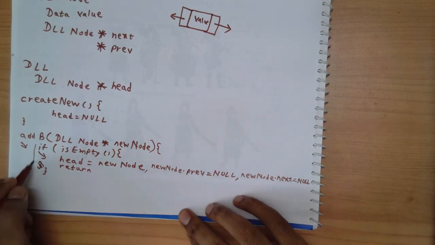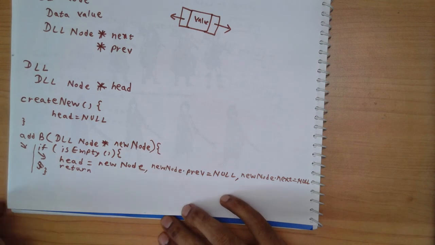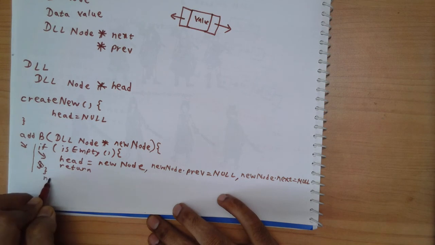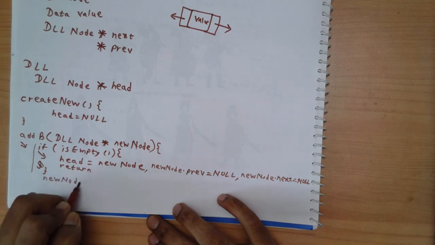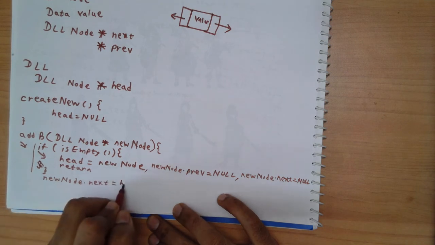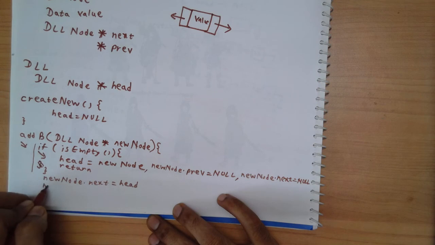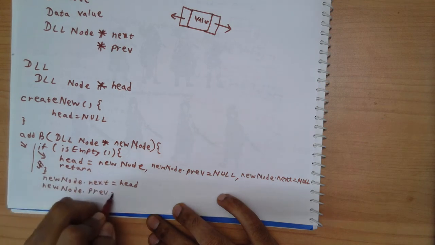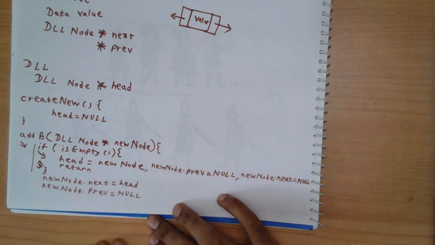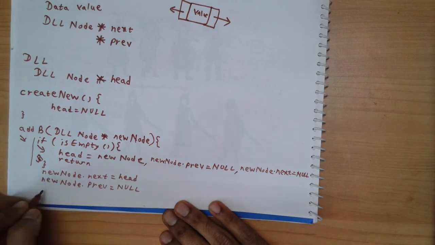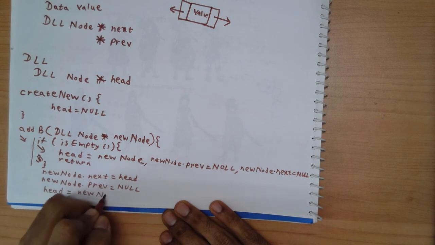If this is not the case, if the list already has some elements, in that case what should we do? Well, first we should say that our new node dot next will be equal to our current head, and our new node dot previous will be equal to null, because this is going to be the first node in our list. And then we should replace the head node. So we should say that our head is equal to the new node.